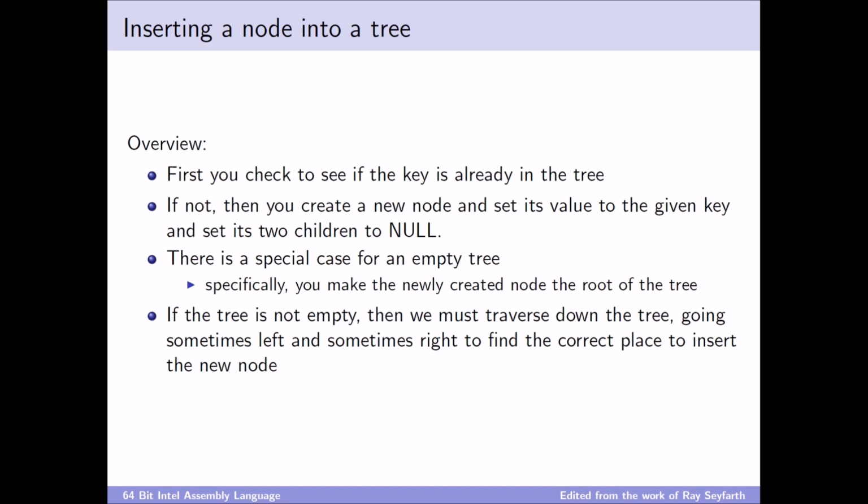Now, there's a special case we also have to deal with, and that is if we have an empty tree. The only thing that's a little bit different is that if we have an empty tree, we have to set the root attribute of our tree object to point to our newly created item. It's the only thing we have to do in the special case. If the tree is not empty, then we have to traverse down the tree, going sometimes left and sometimes right, based on the found key in the node that we're currently in, until we find the correct place to insert our newly created node. So that's a general overview of what we're trying to achieve with this insert function.